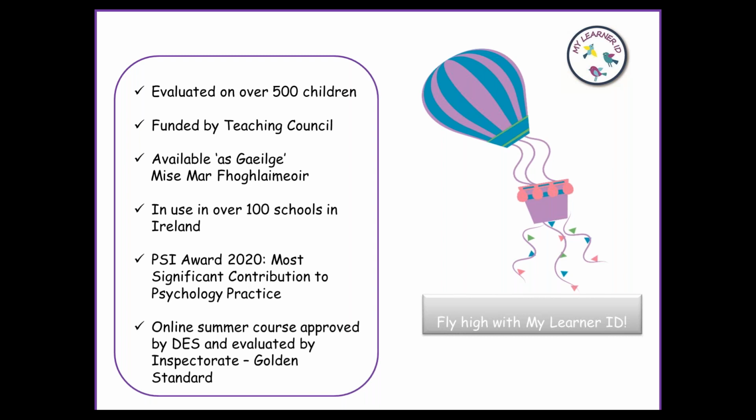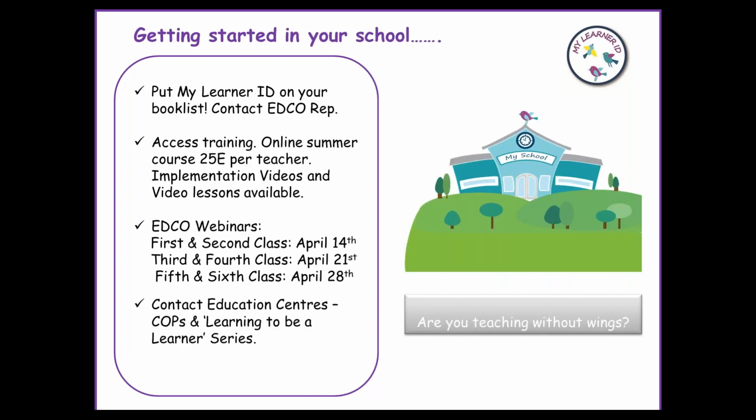And there's an online summer course for My Learner ID, which should be available across the year from September onwards. That was approved by the Department of Education and Science and will be running this summer and for the next few summers. It was evaluated by the inspectorate last year, and the inspector involved stayed on the course for the entire duration of the summer and gave it a glowing, golden standard, and was highly complimentary of the originality and significant contribution that My Learner ID has made to his understanding of what learning is all about.